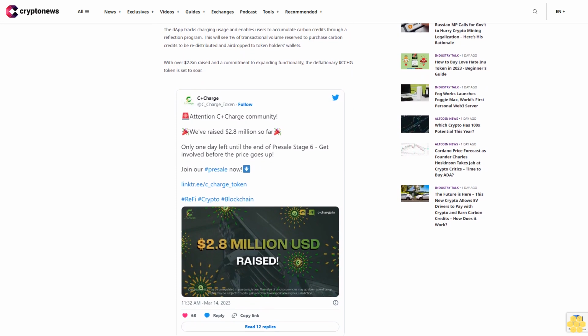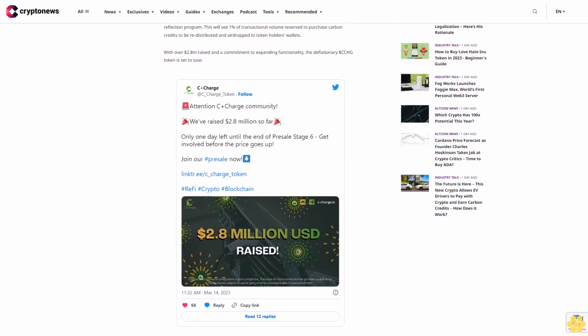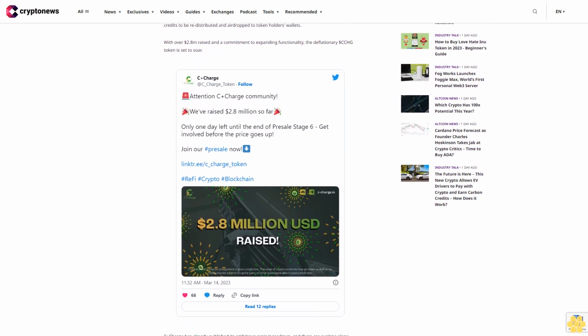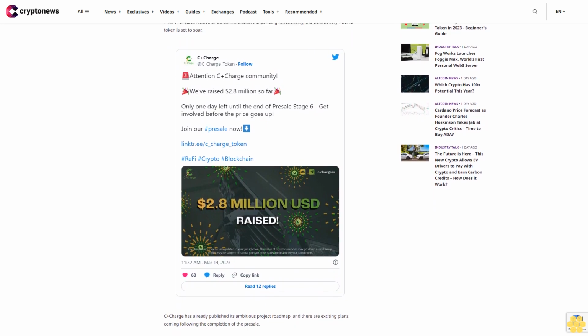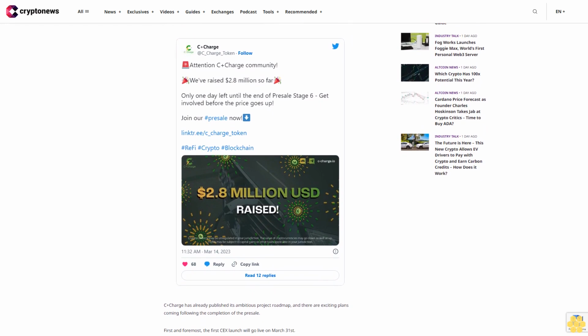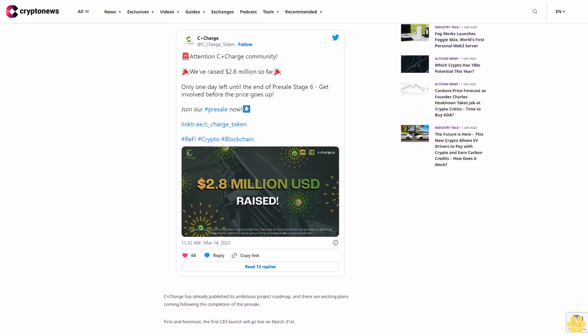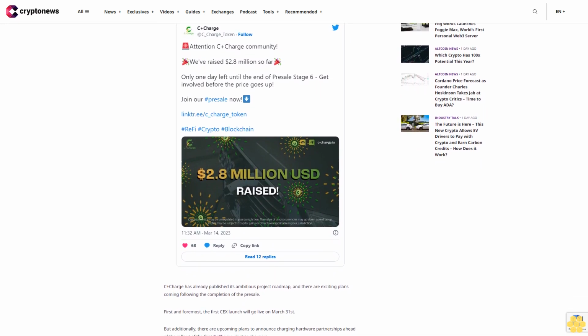There are currently just 22 hours left of the C+Charge presale and Stage 6. Don't miss your chance to join the future of EV. With current $CCHG token prices a steal at 2 cents, interested investors are encouraged to get on board early to reap the rewards of the EV revolution.